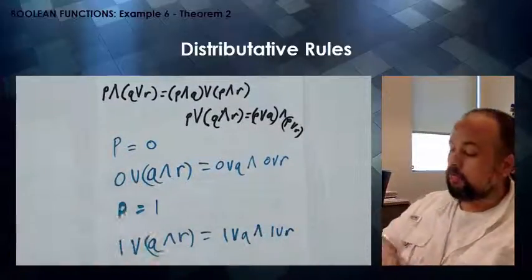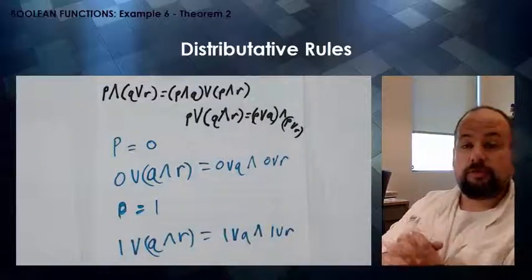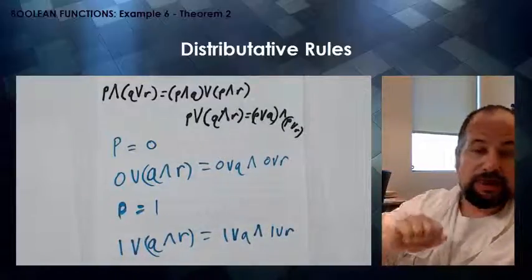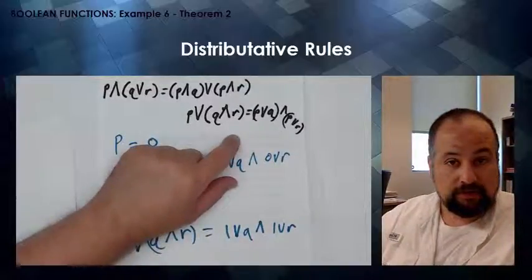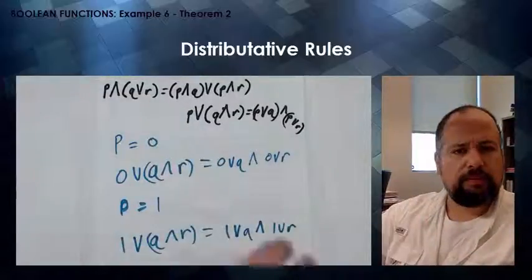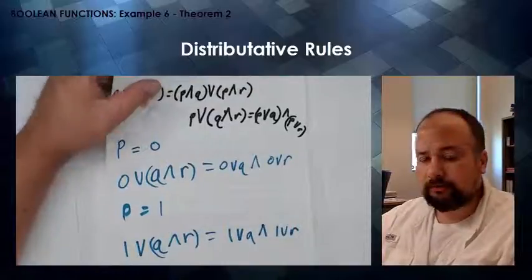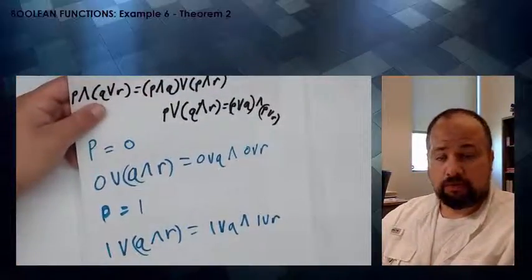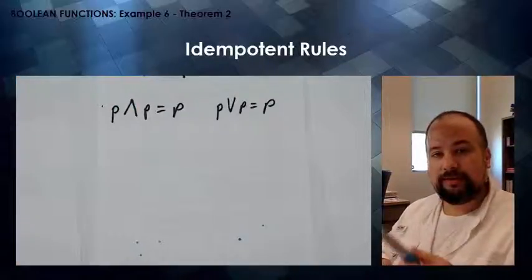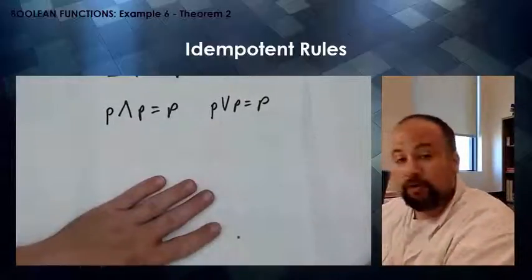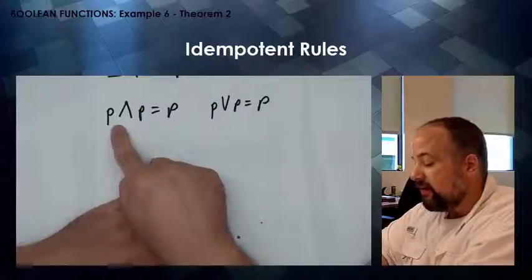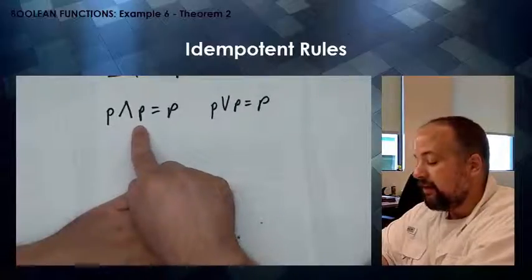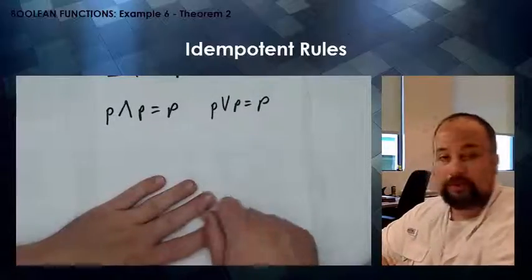With the distributive rule, I can distribute my ANDs into an OR statement or my ORs into an AND statement, right? Which is the same thing you did with algebra in the past, right? That's the distributive rule. Idempotent. All right, so I'm getting to the idempotent rules. It says that P and P is P, P or P is P.